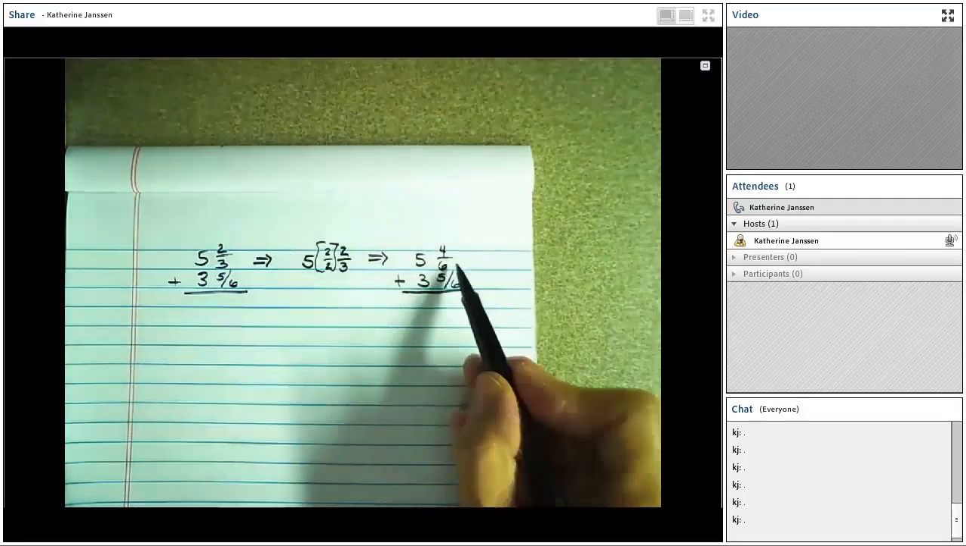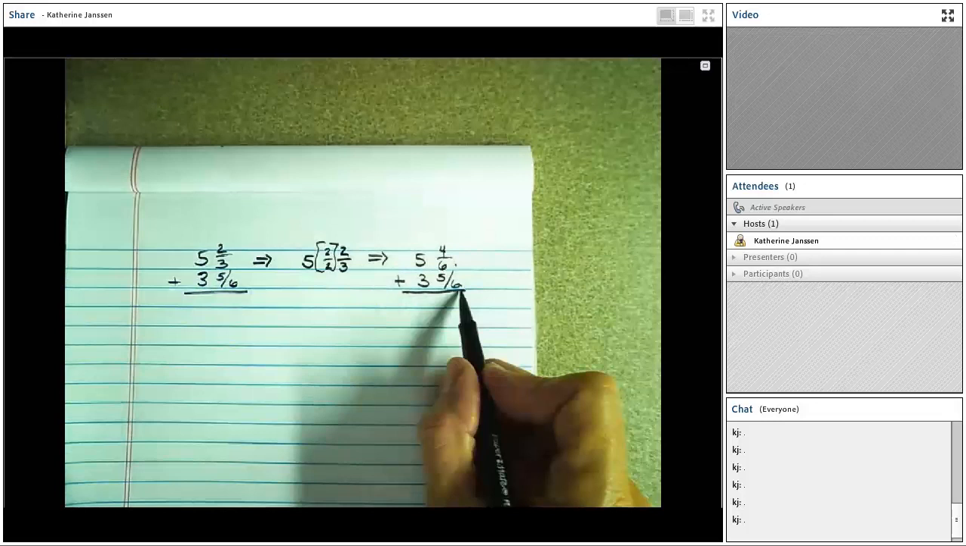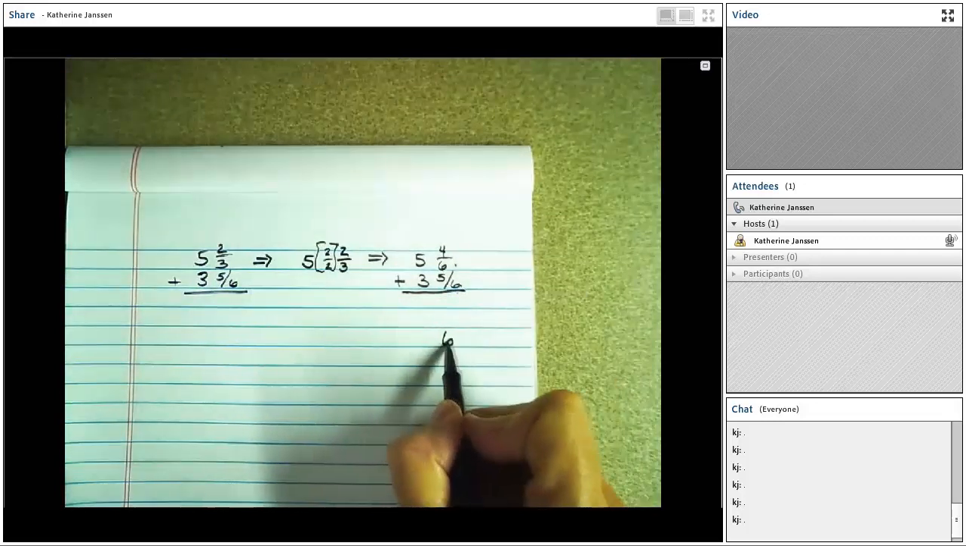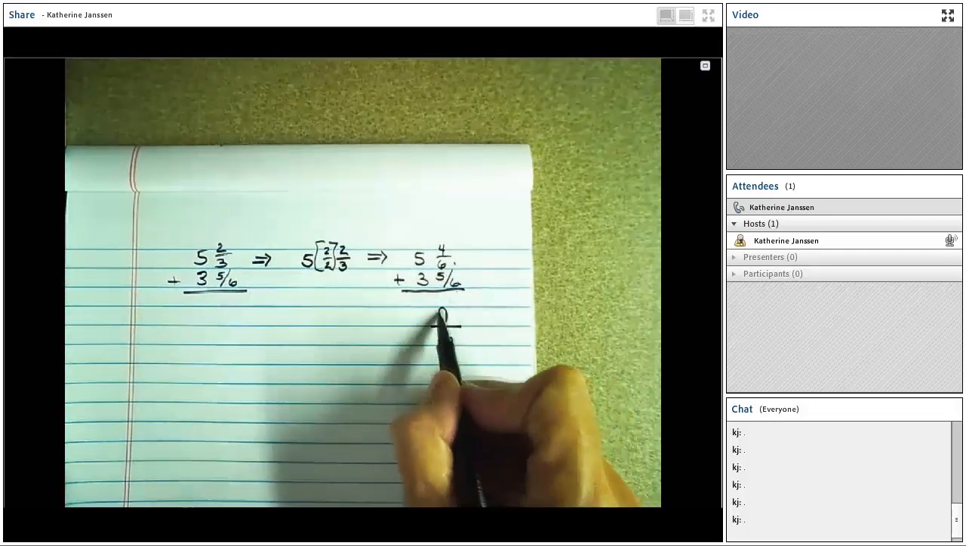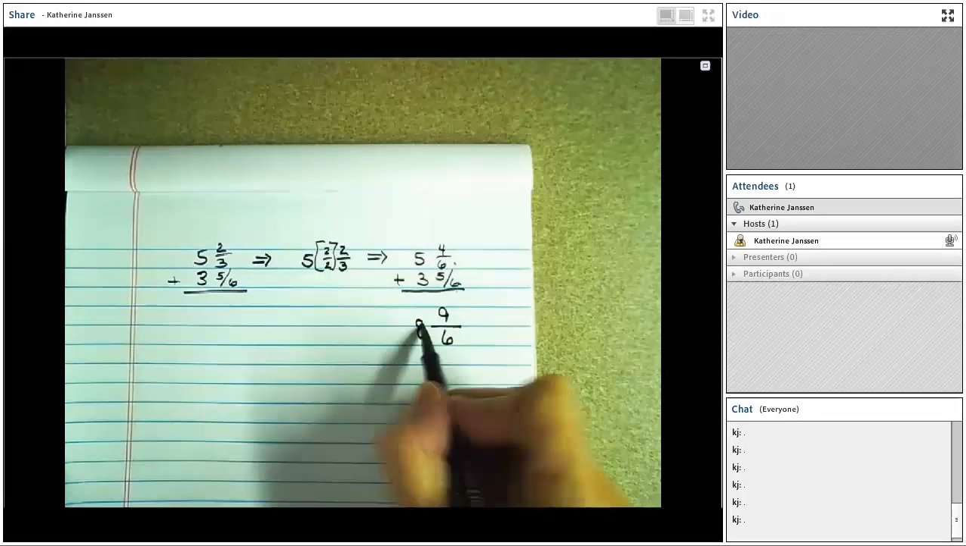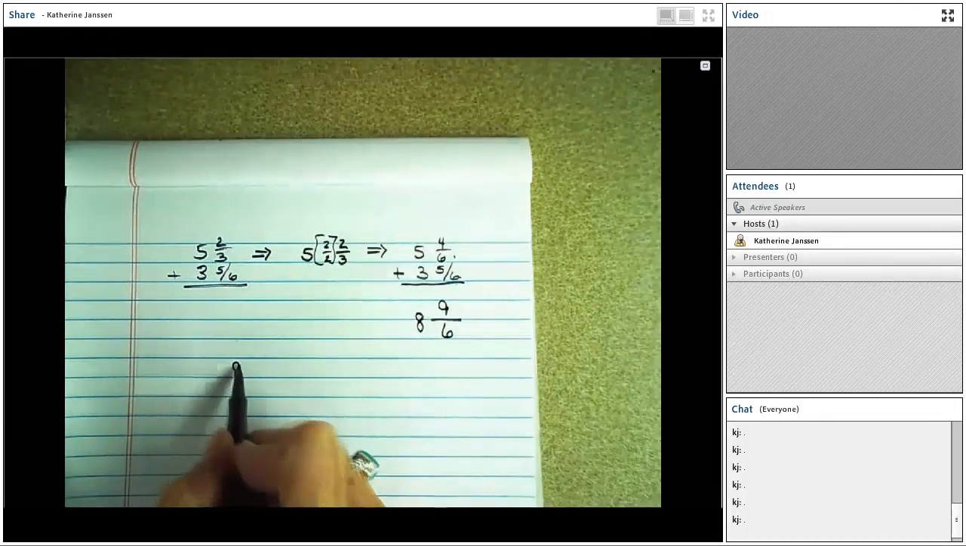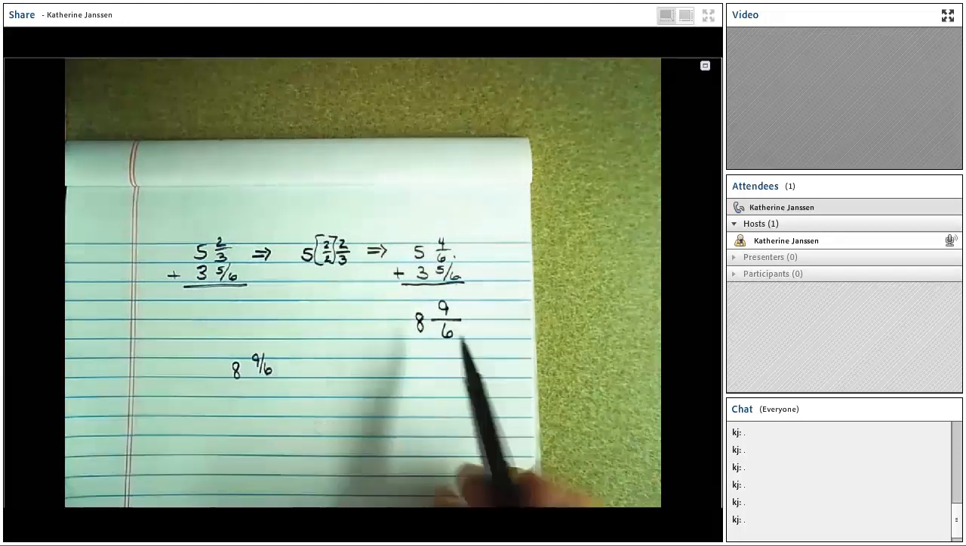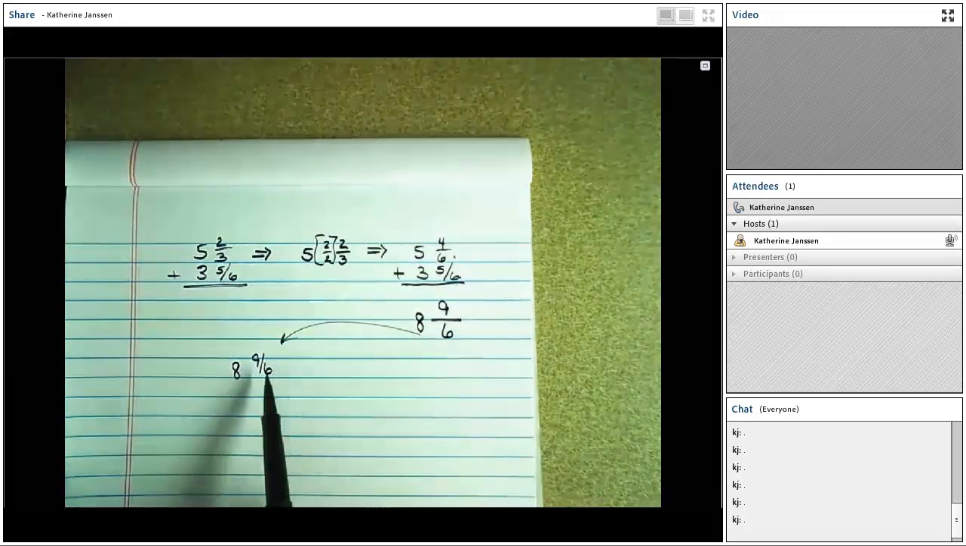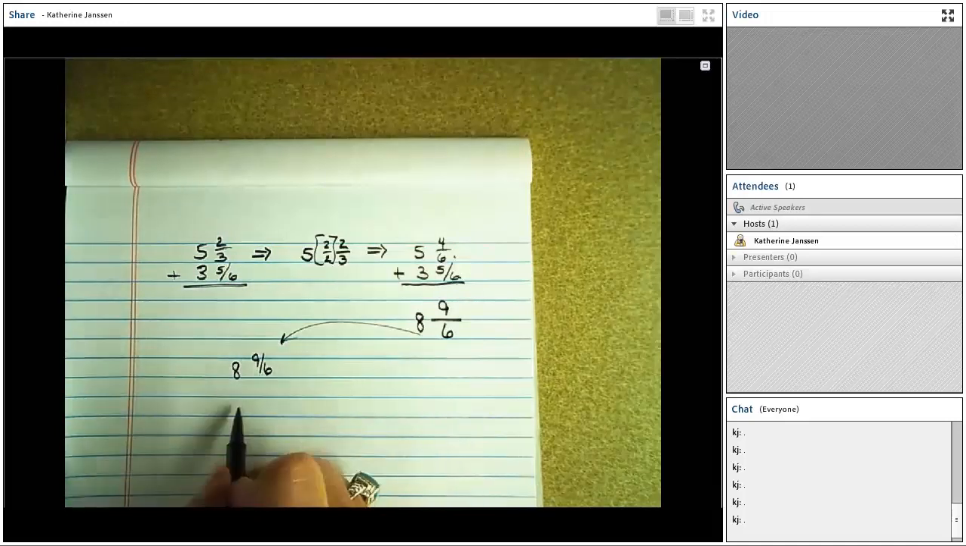Now I have a common denominator, so I can add my numerators all over my denominator and add my whole number portion. And I get 8 9/6. But in 8 9/6, 9 is greater than the denominator. So I have another whole pie in there.